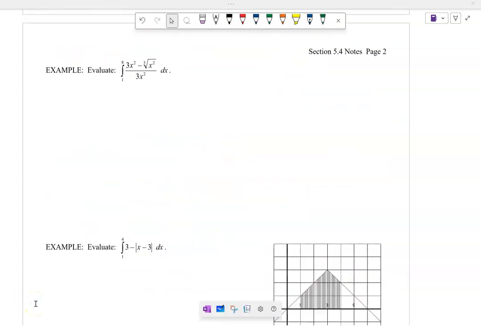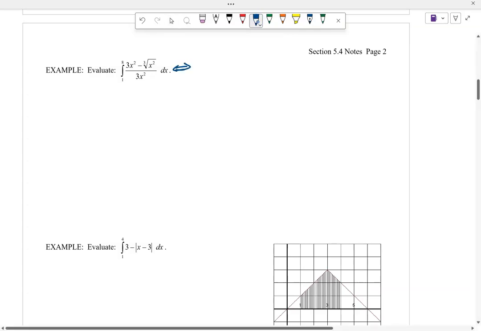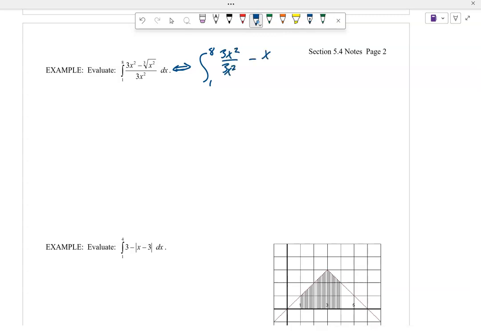All right, this next one, I'm going to rewrite it with a common denominator. So we've got, from 1 to 8, 3x squared over 3x squared minus x to the 2/3 over 3x squared. Now remember, the x squareds are going to cancel. A to the m over a to the n is a to the m minus n, right? So what we've got here is the integral from 1 to 8 of 3 over 3, which is just 1, minus 1/3 x to the 2/3 minus 2. So 2/3 minus 6/3 is -4/3, dx.